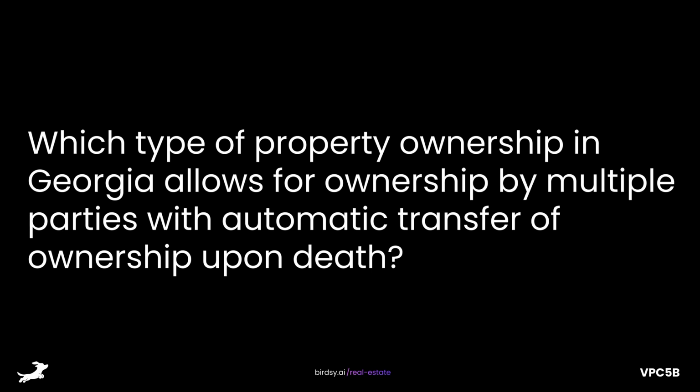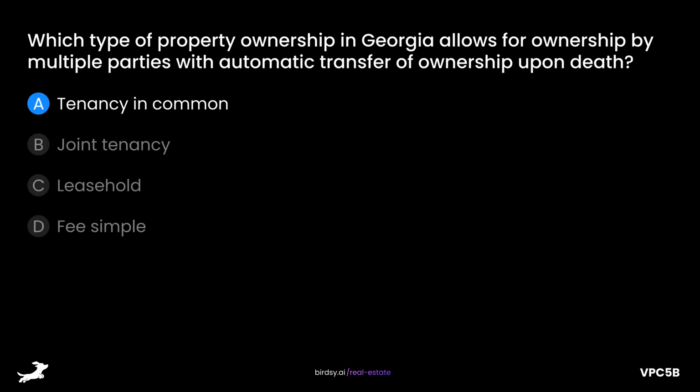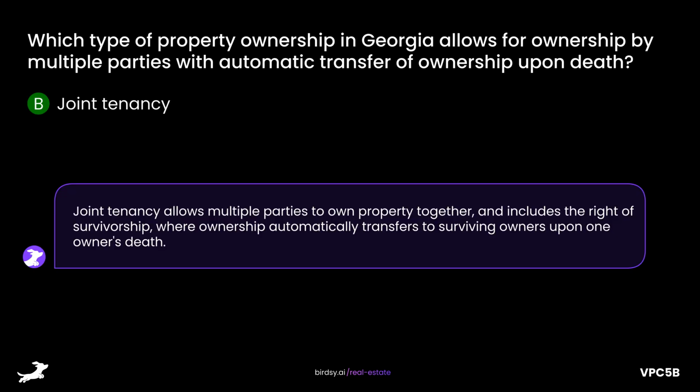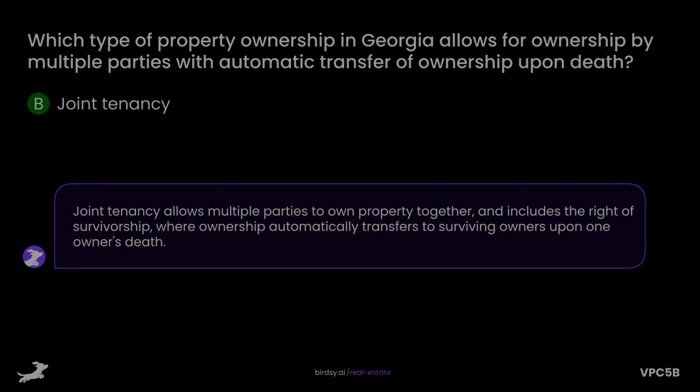Which type of property ownership in Georgia allows for ownership by multiple parties with automatic transfer of ownership upon death? Is it A, tenancy in common, B, joint tenancy, C, leasehold, or D, fee simple? The answer is B, joint tenancy. Joint tenancy allows multiple parties to own property together and includes the right of survivorship, where ownership automatically transfers to surviving owners upon one owner's death.